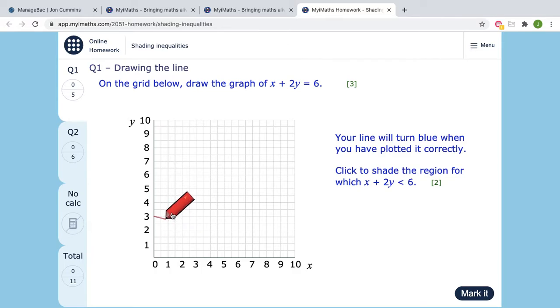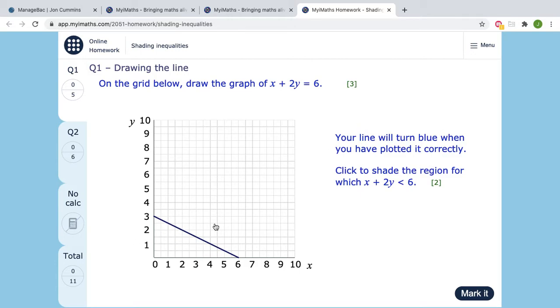So for every 1 across, it's going to go down by a half. 1 across, down by a half. So like that. And it says your line will turn blue when you've plotted it correctly, which it just has done, so that's good.